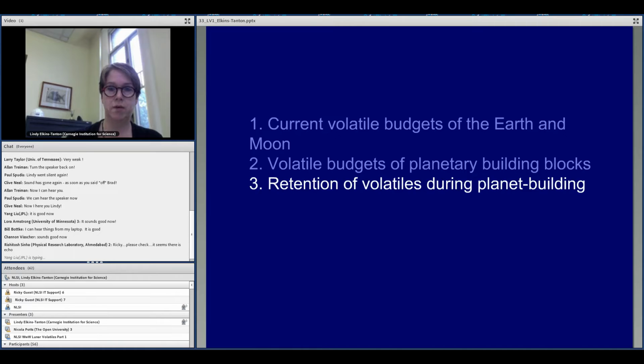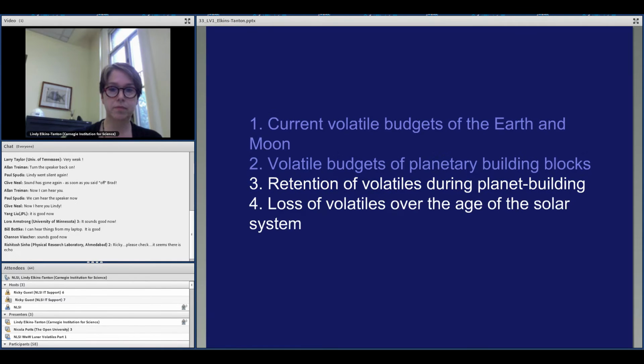So next, I want to talk a little bit about retention of volatiles during planet building. And then the last, these are the 4 ways I really thought we could look at what are the primordial estimates. The current volatile budgets of the Earth and Moon, the volatile budgets of these planetary building blocks, which we just looked at, how volatiles are retained during the planet building process, and then finally loss of volatiles over the age of the solar system. And I don't have very much to say about loss of volatiles over the age of the solar system.